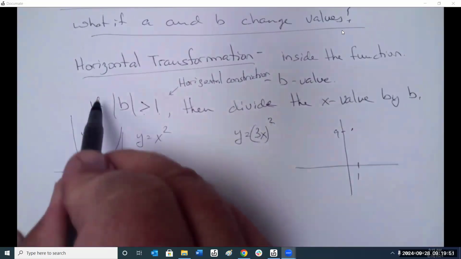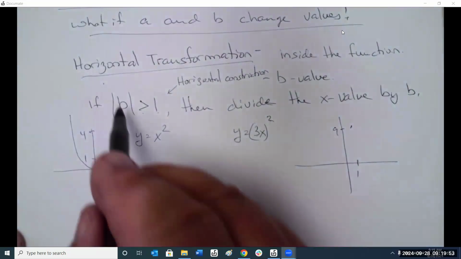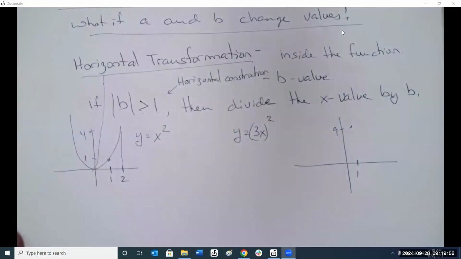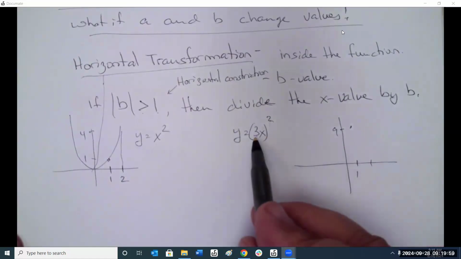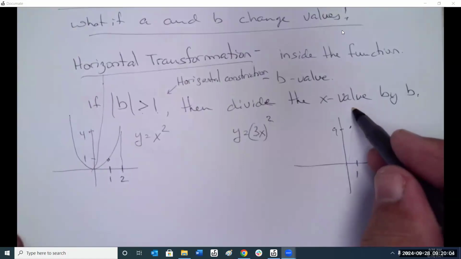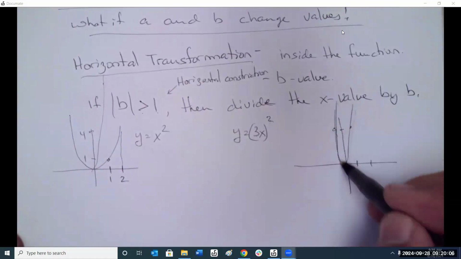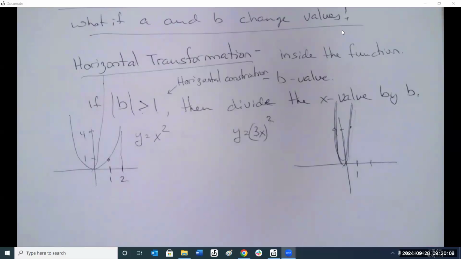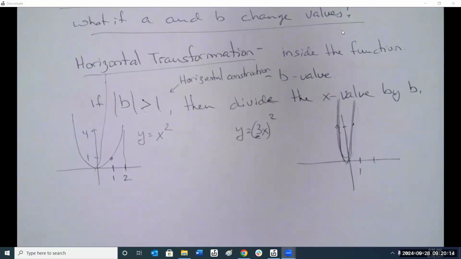It used to be 1. Now it's 9. Now it's all the way up here. It's much skinnier. And that 2 times 3 is 6. 6 squared is 36. So you see how skinny it gets. It's compressed because this number is positive. I mean, it's bigger than 1.